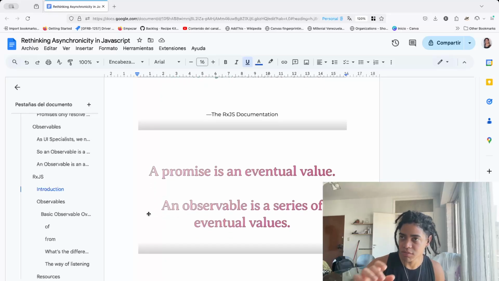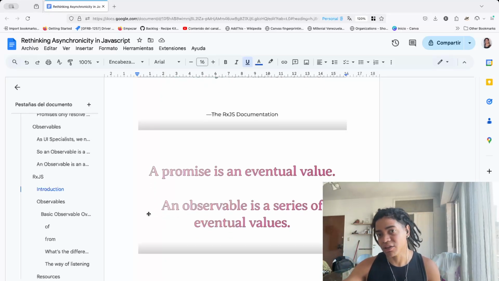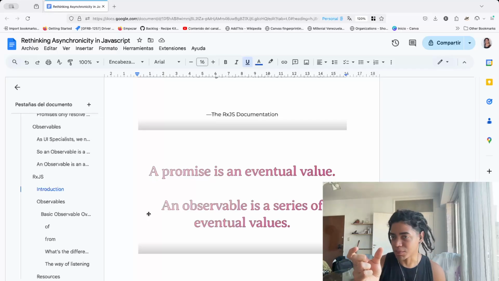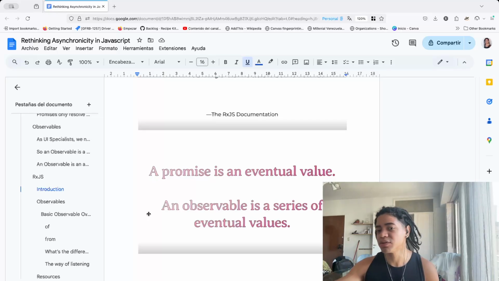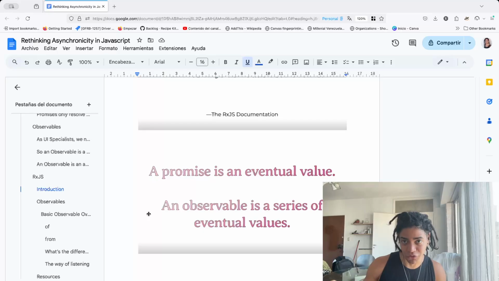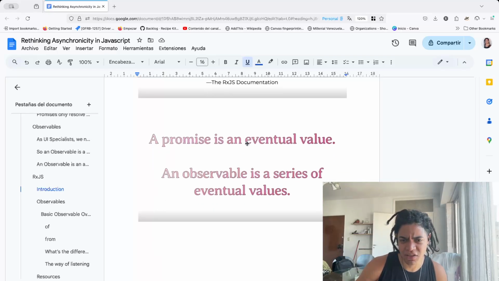If you look at a promise, which gives you an eventual value which fires once, observables will give you a series of eventual values, right? I think this is quite beautiful.